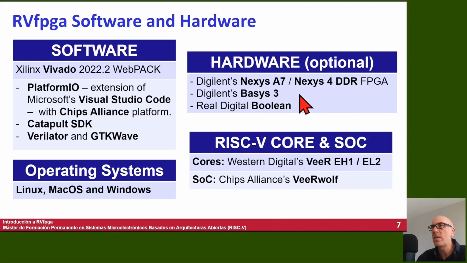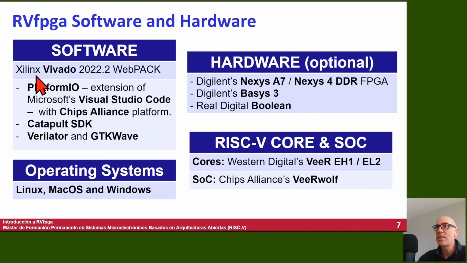The most comprehensive and priciest is Digilent's Nexys A7 or its predecessor, the Nexys 4 DDR. Then more budget-friendly options include the Digilent Basys 3 or Real Digital's board called Boolean, which is quite affordable and well equipped. As mentioned, hardware is optional and all software is free and open source.